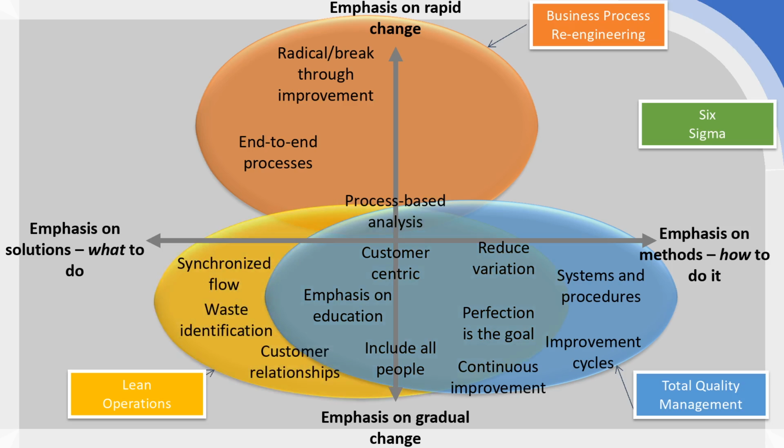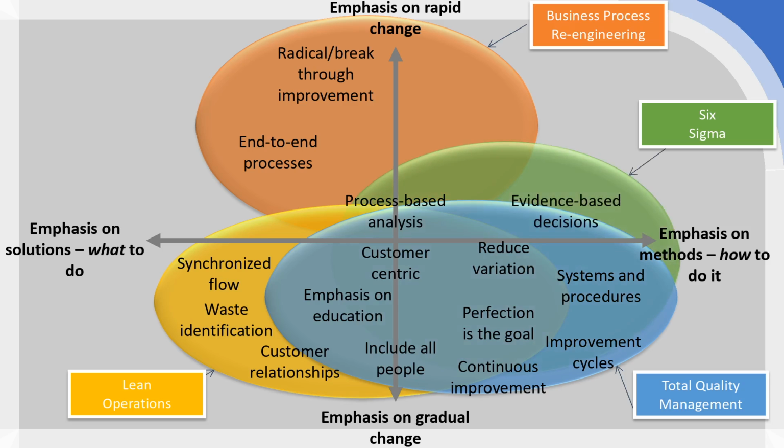Lean operations shares quite a lot with TQM. There is a significant amount of overlap here, but there is also a more precise focus on particular solutions. So we spoke about how lean approaches operations and supply chains from the perspective of pulling items through and trying to synchronize our supply with demand. So that leads to very particular types of solutions. So we're moving more towards an emphasis on solutions rather than on methods, despite a large amount of overlap in the way that lean operations and lean synchronization approaches quality in general.